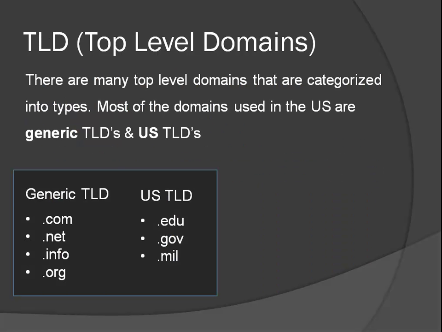Alright, so top level domains we've briefly discussed. There's a few different categories for top level domains. The most popular is generic. So generic would be .com, .net, .info, .org. And then if you're in the US, as I am, you can also see .edu, .gov, .mil, which is for military. Those are US TLDs. And there's a whole bunch more, and there's a lot of different ones that are for different countries as well.